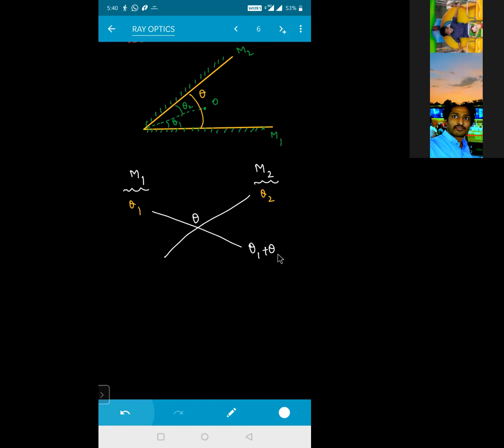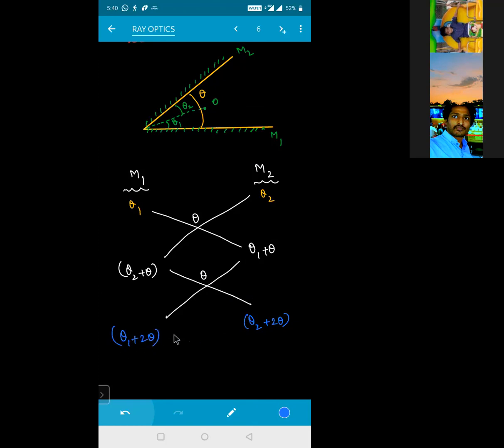First image will be formed at what angle beta? Theta 1 plus theta. Now the second image will be formed at theta 2 plus theta. Again it will come like this. Again you make a crisscross like this. Here it will be theta. Now here beta will become theta 2 plus this, which is 2 theta. Now this one is theta 1 plus theta plus theta, so here it will become theta 1 plus 2 theta.